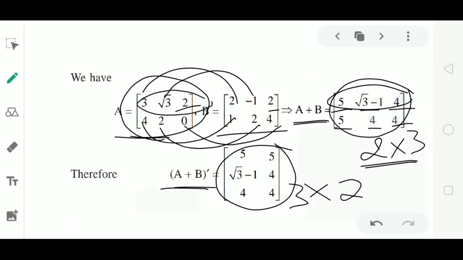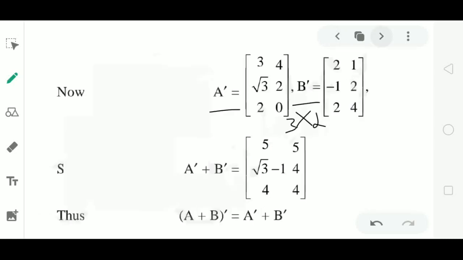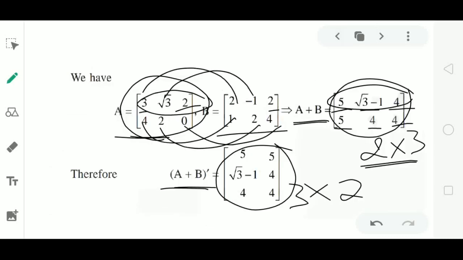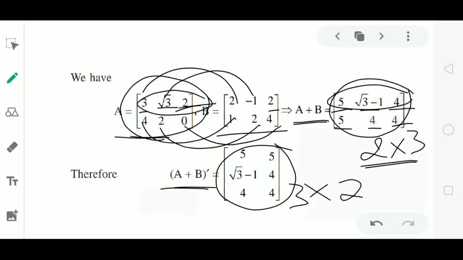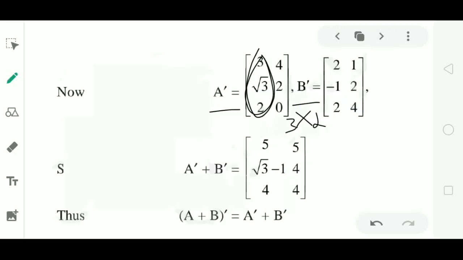Elements of the first row of A are written in the first column of A dash. In the first row we have 3, root 3 and 2 in the matrix A. Those elements are written in the first column of A dash. Elements of the second row of A are 4, 2 and 0. These elements 4, 2, 0 are written in the second column of A dash. So this is the transpose of the matrix A.